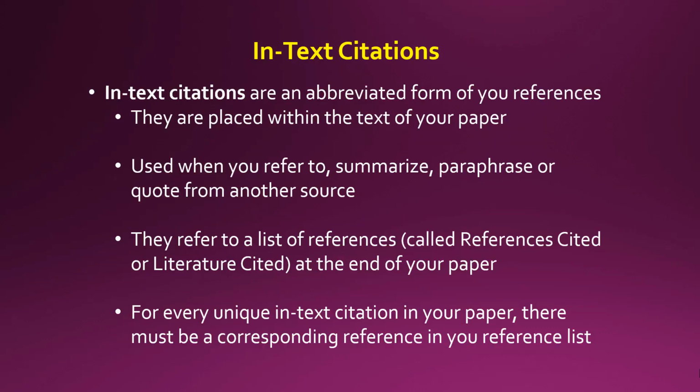Let's talk a little more about in-text citations. In-text citations are an abbreviated form of your reference. They're placed within the text of your paper, and they're used when you refer to, summarize, paraphrase, or quote from another source. They refer to a list of references called the references cited or literature cited that is at the end of your paper. For every unique in-text citation in your paper, there must be a corresponding reference in your reference list.